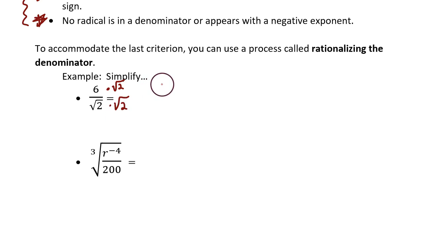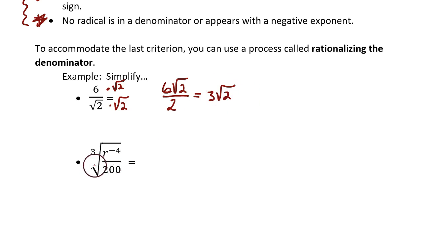Then write down what this creates. In the top, we have 6 times the square root of 2. In the bottom, the square root of 2 times the square root of 2 is equivalent to the square root of 4. But that just makes 2. Then we can simplify the whole numbers 6 over 2. Final answer is 3 square root of 2.